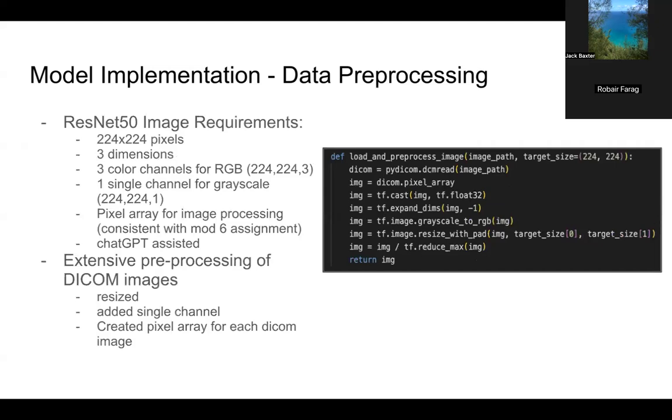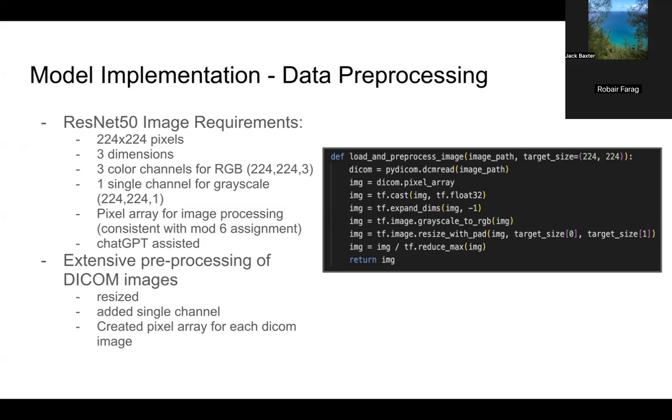In addition to the data pre-processing portion of this project, ResNet 50 has strict input requirements that all of the DICOM images were not going to meet. So in preparation of using ResNet 50, we had to resize and reformat each mammogram. That included each image being 224 by 224 pixels with 3 dimensions. If it is a grayscale image, that last dimension is a single channel. If it is a colored image, which ours were not, the last dimension is 3 color channels.